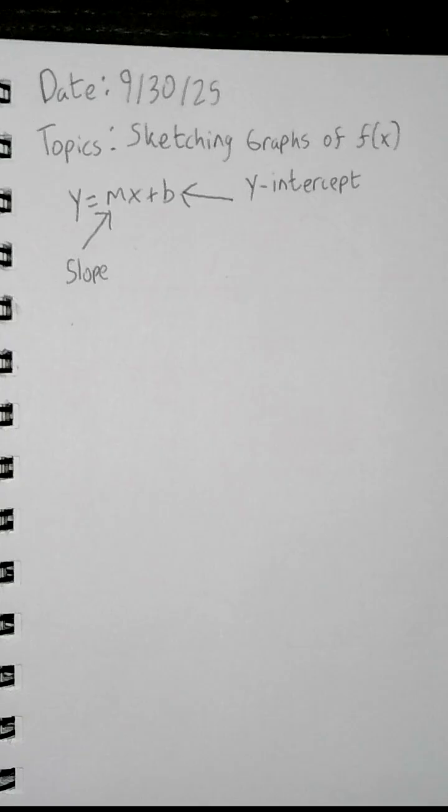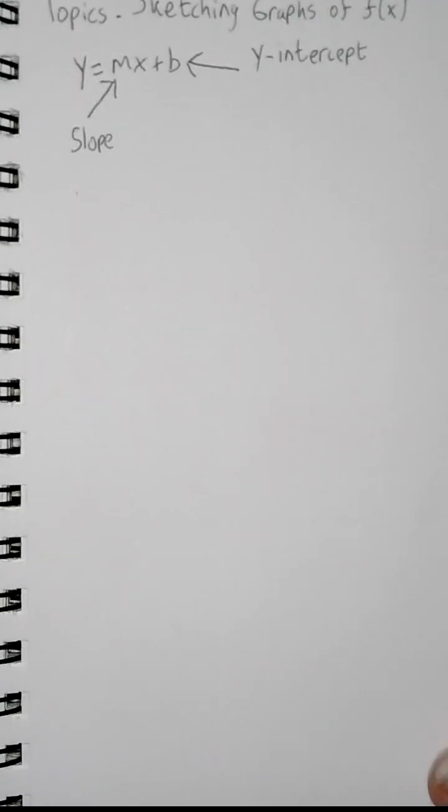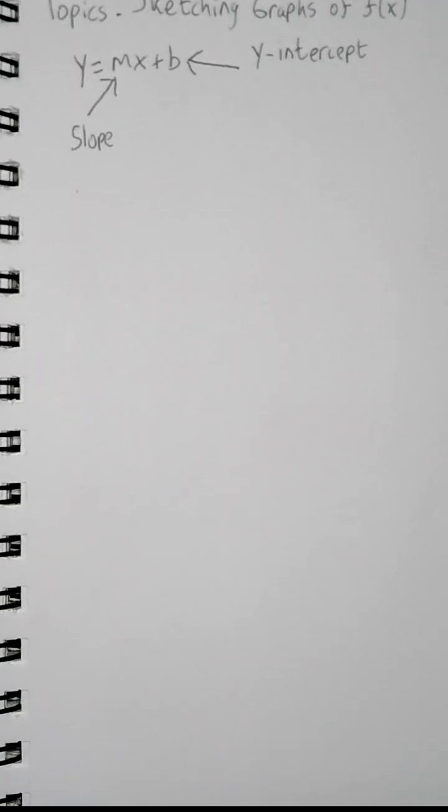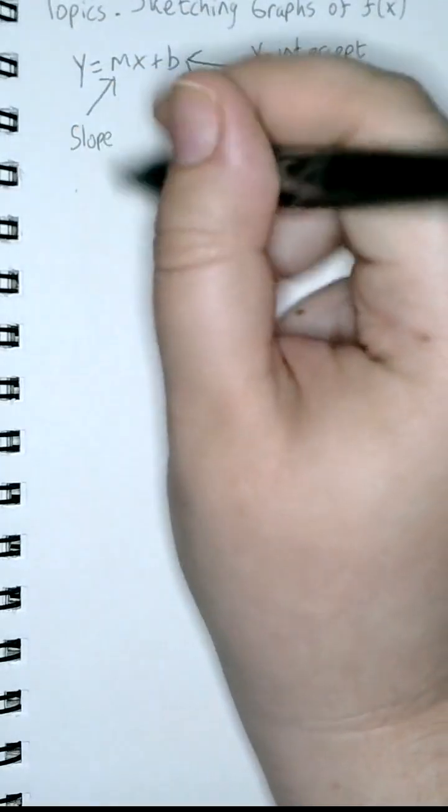Or, for the most part, I think we already know how to do those. But if not, that's okay too. I'm talking about functions that are nonlinear. So, when we talk about sketching a graph in calculus, we first have to know some defining characteristics. So, what are our characteristics?